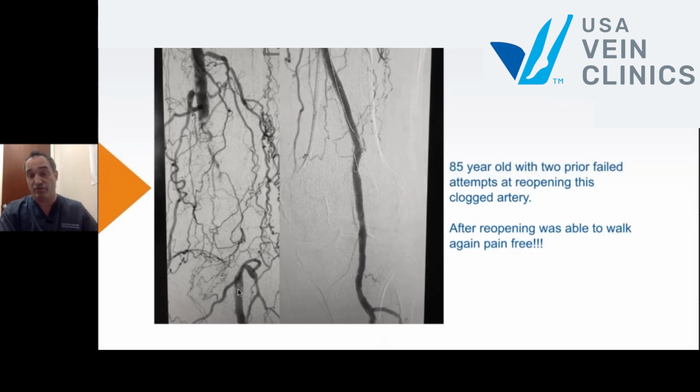In this case, it's causing something called claudication. The person cannot walk very far without experiencing severe pain, and using complex interventional techniques, in this case, including accessing from above and then from below, we were able to finally reopen this and put a stent in here, and he's been living pain-free and enjoying his life since.